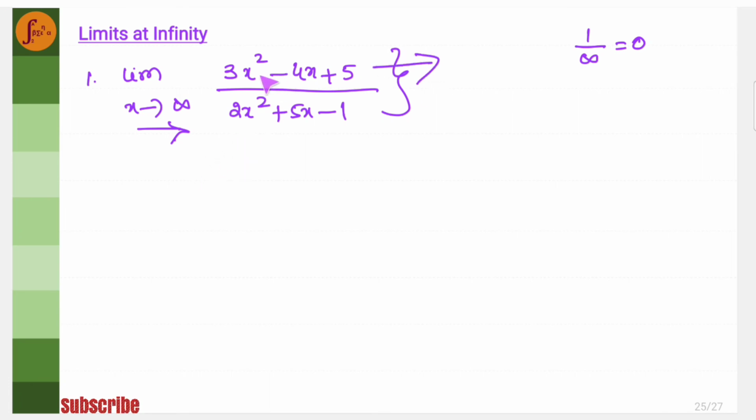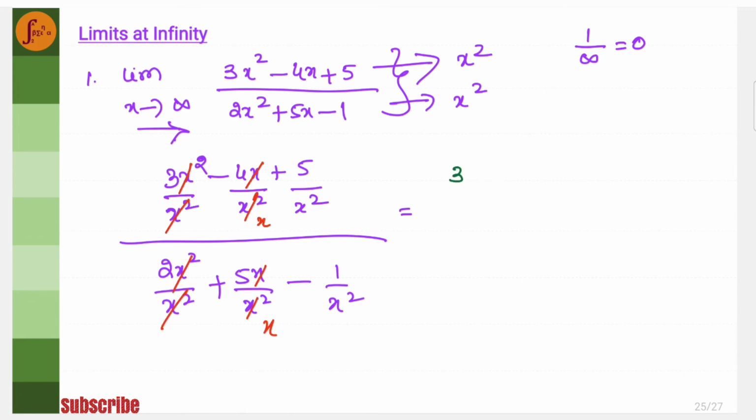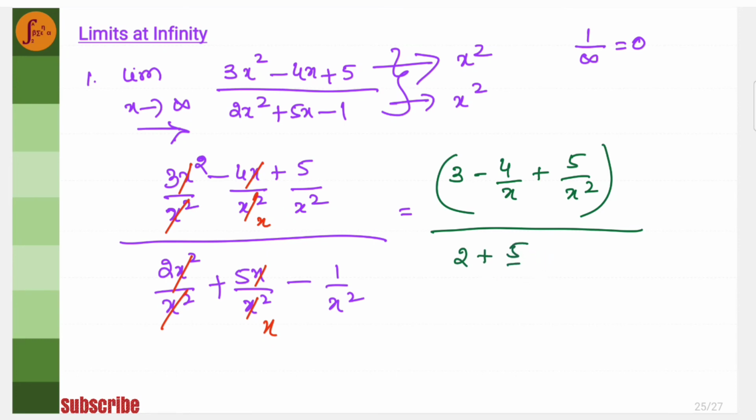The highest degree. Which is the highest degree here? x square. And here also it's going to be x square. We'll take x square as common, or we'll divide this entire numerator by x square. What's going to happen? If you divide this entire numerator by x square, similarly the denominator also will be divided by x square. We'll divide and we will get 3 here. We'll get minus 4 by x plus 5 by x square. This is the numerator. For the denominator we'll get 2 plus 5 by x minus 1 by x square.